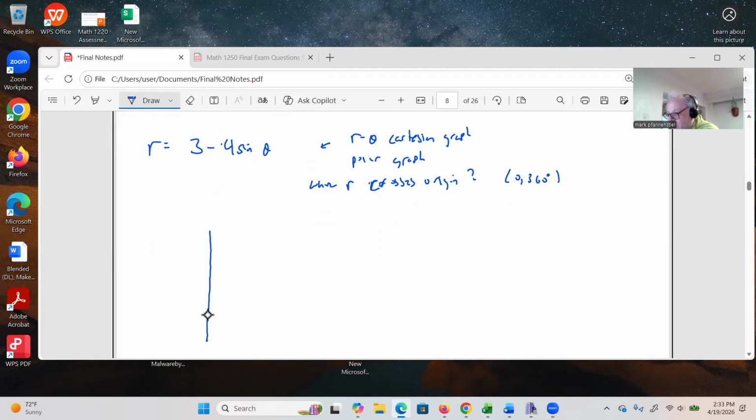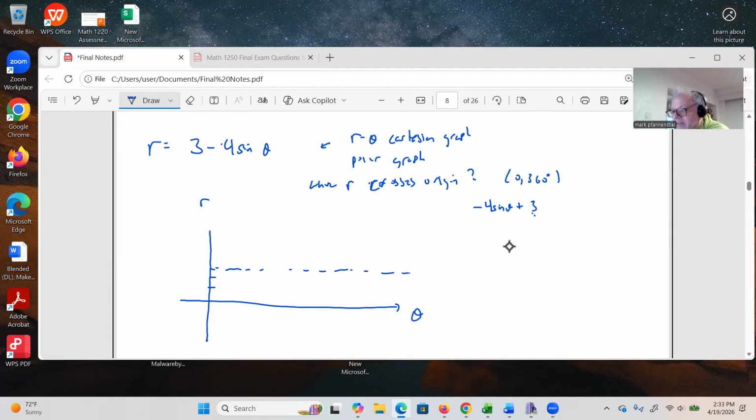So we're going to go ahead and draw ourselves an r theta axis in Cartesian coordinates. So it's going to look something like this. 1, 2, 3. Okay. And I'm going to draw a little dotted line around the 3 because this whole graph could be rewritten as negative 4 sine theta plus 3. This 3 is a vertical shift, so we're going to move everything up by 3. This negative 4 flips the graph. It reflects it, so we have to go upside down.